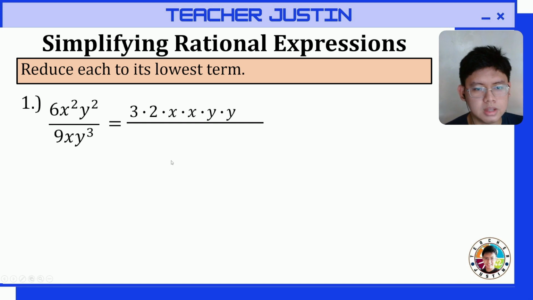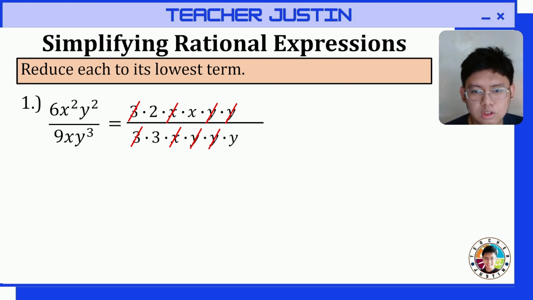Punta na tayo kay denominator. 9xy raised to 3 can be factored as, yung factor ni 9 is 3 times 3. Factors ni x is just x. Factor ni y raised to 3 is y times y times y. Ayan. So, pag na-factor na natin yung numerator and denominator, we can apply cancellation method. So, we can cancel common factors sa numerator and denominator. So, common factor natin is meron tayong parehong 3, x, y, and isa pang y.